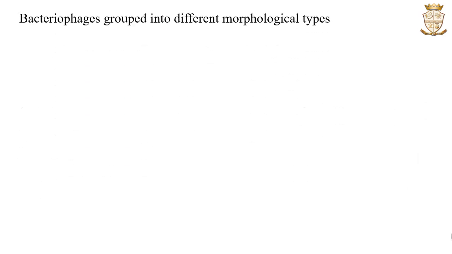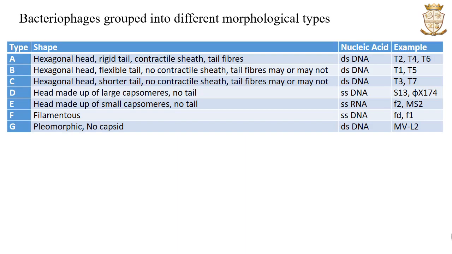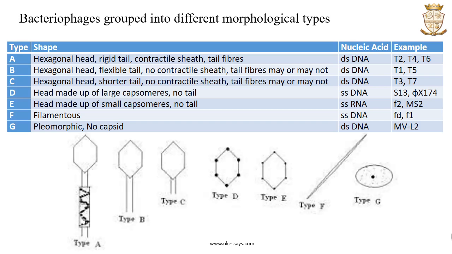Bacteriophages are grouped into different morphological types. Based upon their morphology, they are classified into type A, B, C, D, E, and F, and type G, which is pleomorphic. We can see the representative images of different types of bacteriophages.